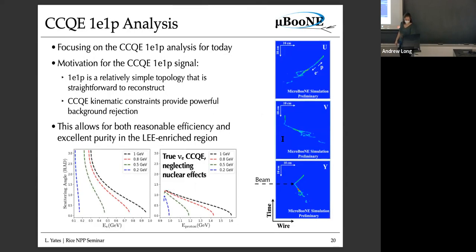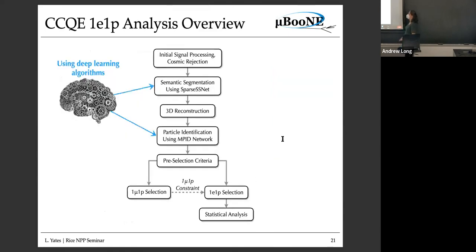I already said this and I'm running a little behind, so I'm going to gloss over that. But I'm going to focus on the CCQE 1e1p analysis because this was my thesis analysis. So here we are. This is a quick overview of the steps in the analysis. First up, there are signal processing and cosmic rejection steps for a surface detector. We get a lot of cosmics. It's just our lot in life.